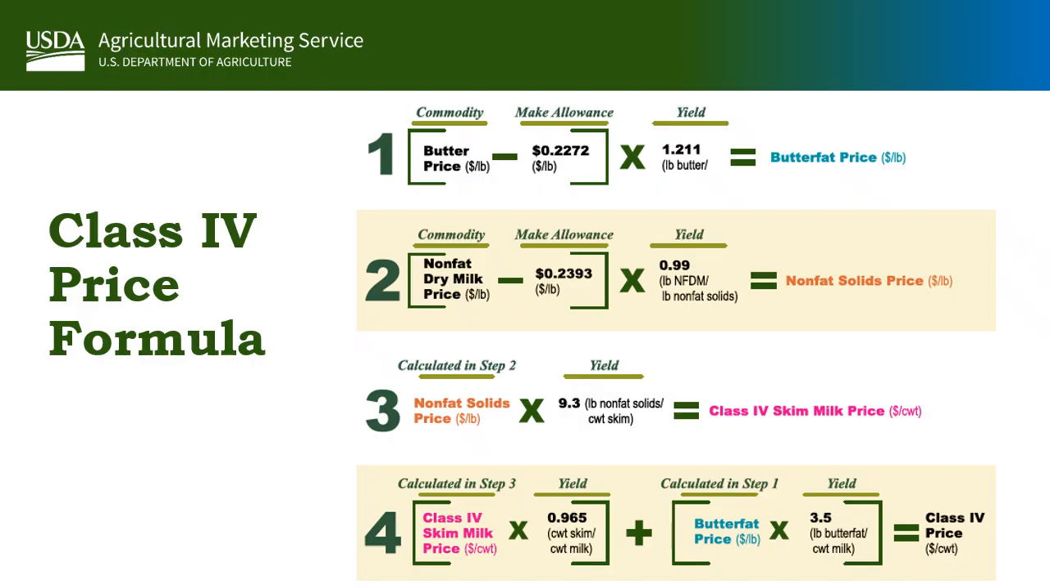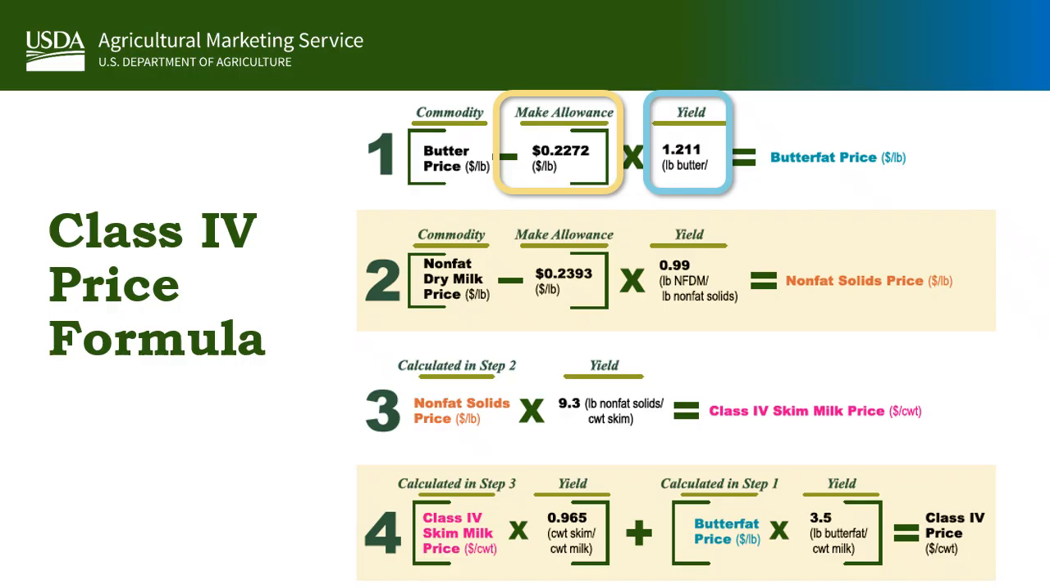As you can see, we start with the butter price to find the butterfat price. You subtract the recently updated make allowance of 22.72 cents, which is the manufacturing cost to produce 1 pound of butter, from the butter price. Then you multiply the resulting number by the yield factor, which is 1.211. This represents the pounds of butter that can be made from 1 pound of butterfat. The same step is done with the non-fat dry milk price.